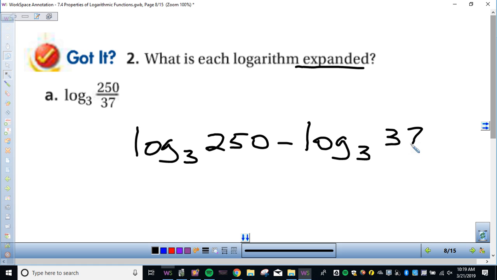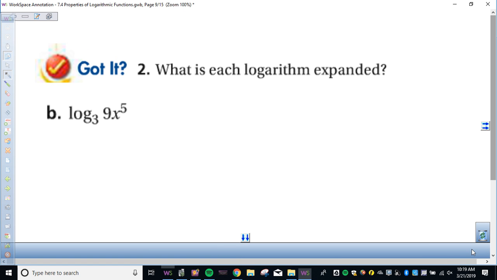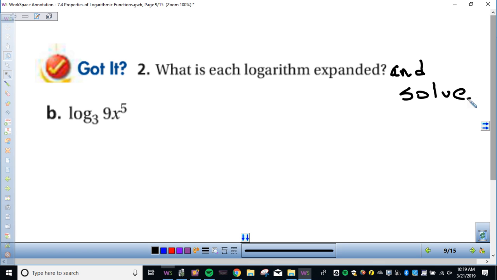We good? Do that one on your whiteboard. So you're expanding. Now I want you to solve it. So if I were to put this on your quiz, I would say expand and solve. So we just add that to the direction portion of the program. So you're mixing the product and power rule.